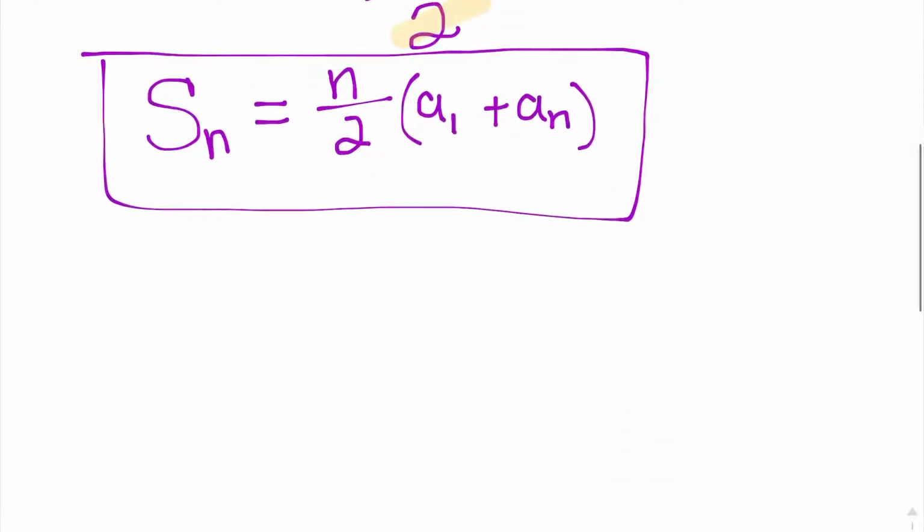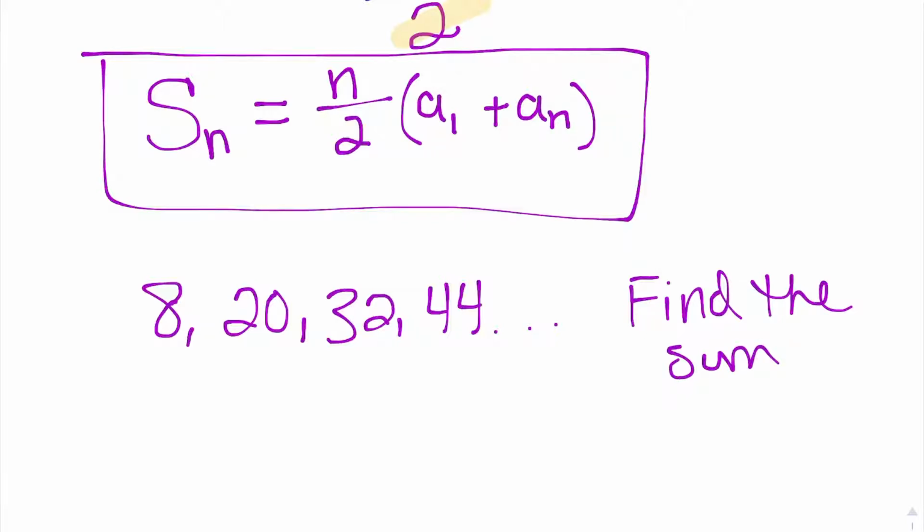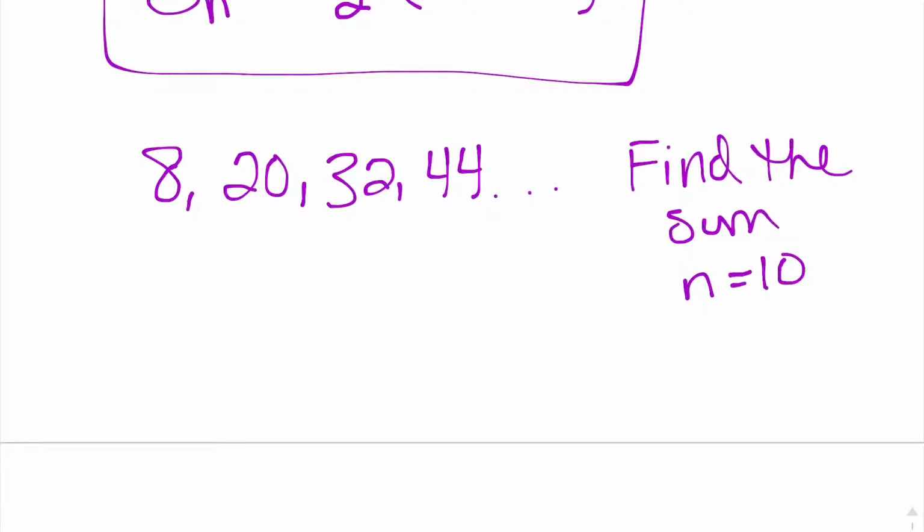All right. So let's say I give you the values 8, 20, 32, 44, etc. And I want you to find the sum of the first 10. And so it's going to be written just n equals 10 is what we're looking for. So we have to find 2 pieces of information when we do this. First, 3 I guess. We have to know what n is, and so n is equal to 10.